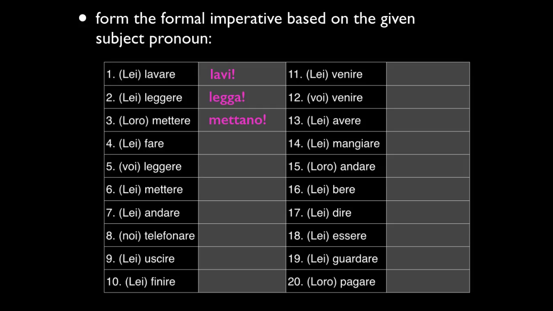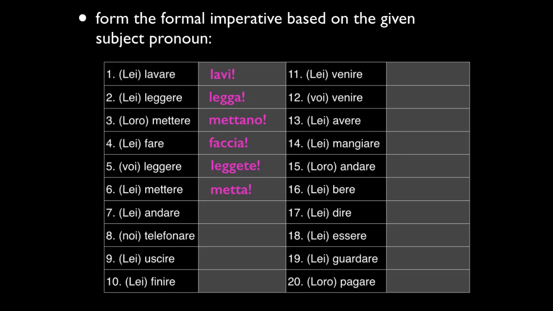Four, fare. Fare, we know that if you want to say I do something, that's faccio. Well, chop the O, add an A, faccia. Okay, so you're telling somebody formally to do something. The doctor might tell you to do something like this, and there's a distance between you and the doctor in terms of status and respect, so you say faccia to him, or he might say that to you rather. Five, leggere, oh, but look, it's a voi form, so that's leggete. Six, mettere, again, but that is now the lei form, which is metta.